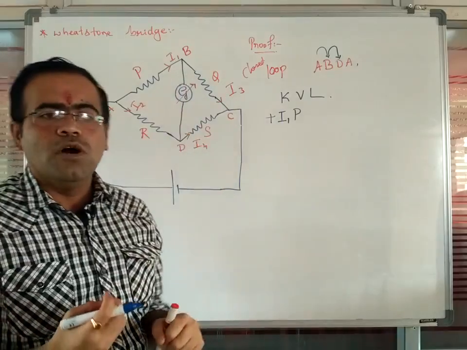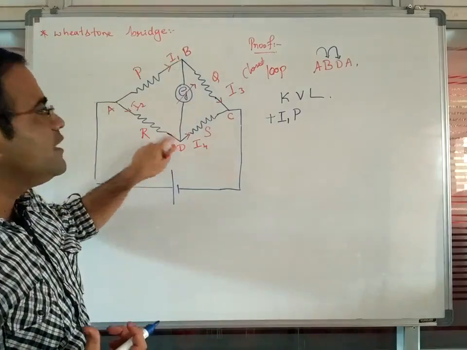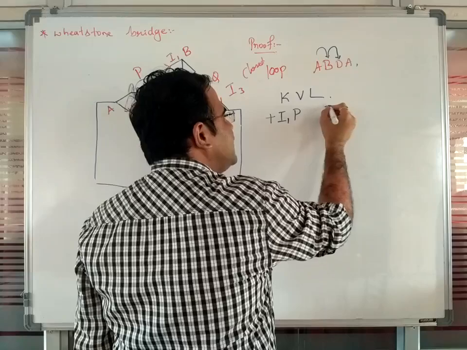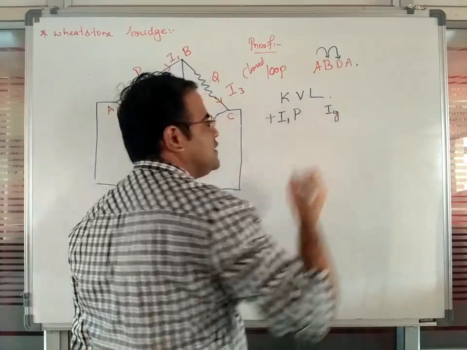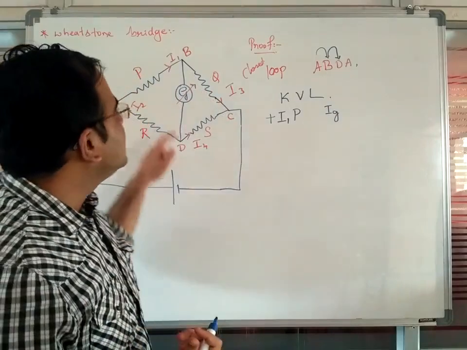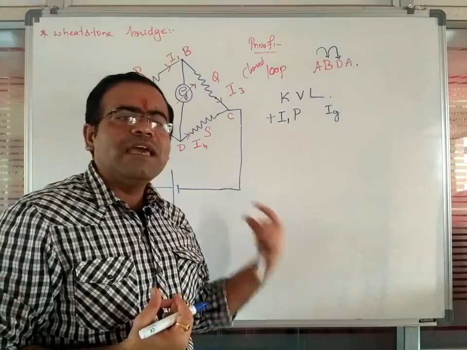So you are going to observe the second branch, from point B to point D. In that one, Ig represents, G is a notation for galvanometer, that is the reason Ig represents the amount of electric current through the galvanometer.